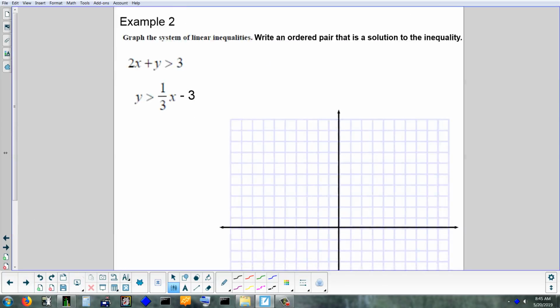All right, so 2x plus y is greater than 3, and y is greater than 1/3 x minus 3. Okay. Is one of those equations ready to go? Yes. Which one? The bottom one. All right, let's just handle that one first. We'll come back to the top one later.